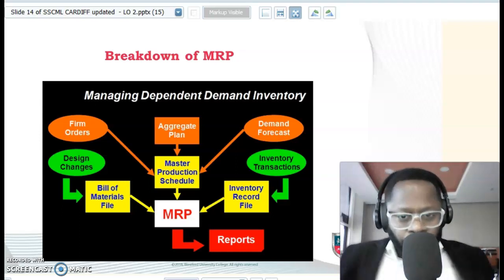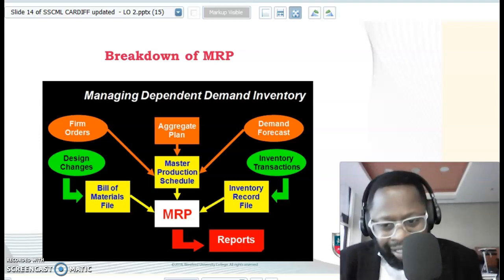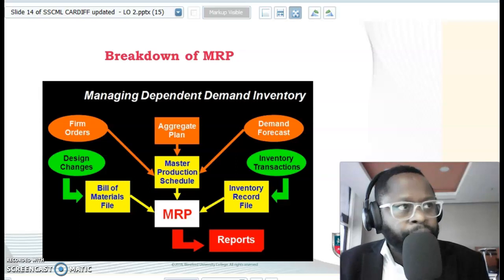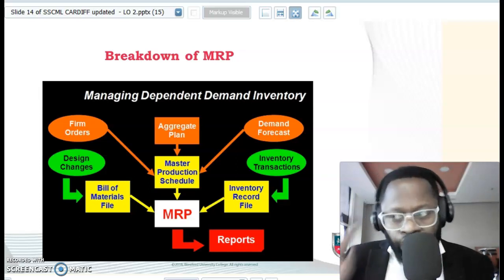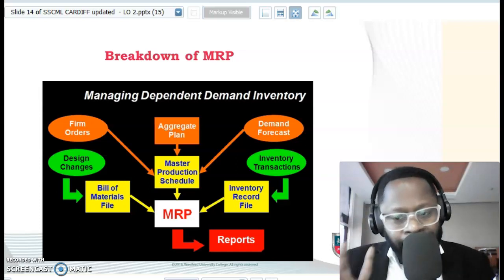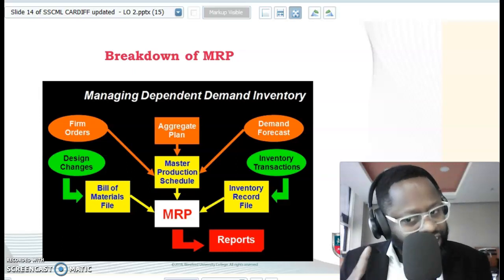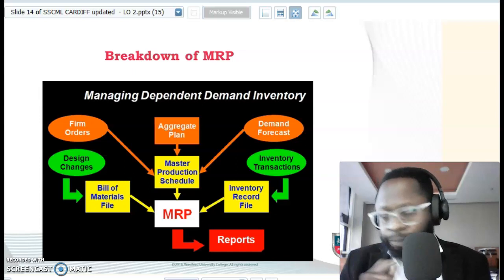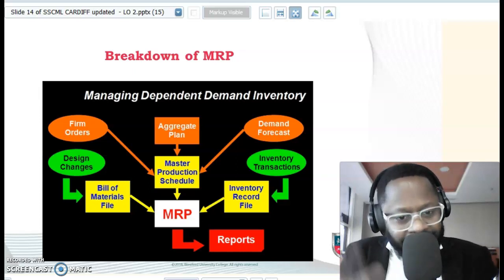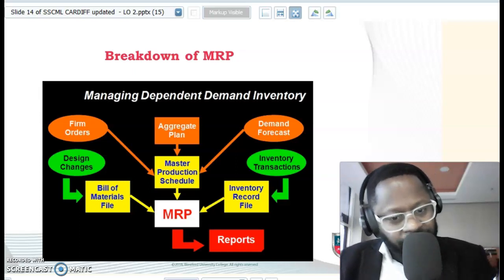Okay, guys, so I'm going to explain MRP in the simplest of ways. Material requirement planning. This is all software driven. And before we had ERP, we had MRP. I'm just going over it, nothing complicated.